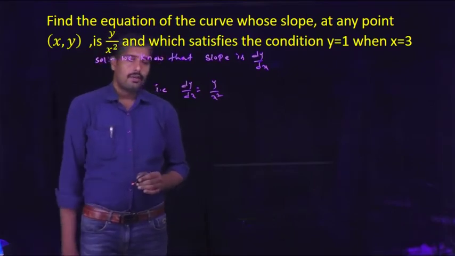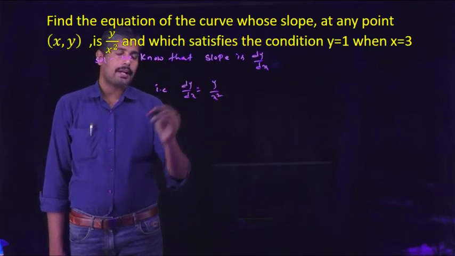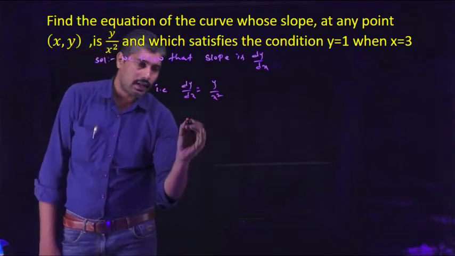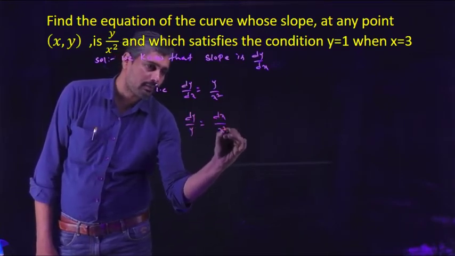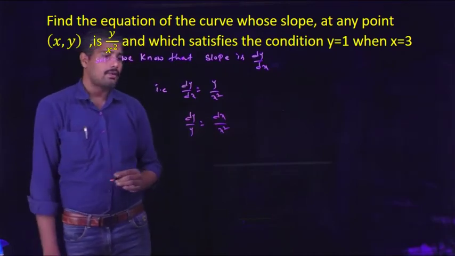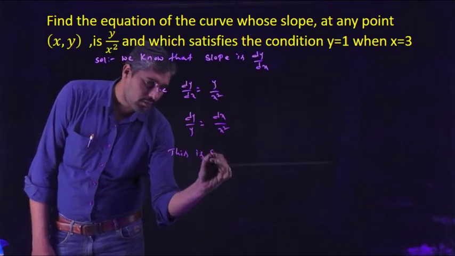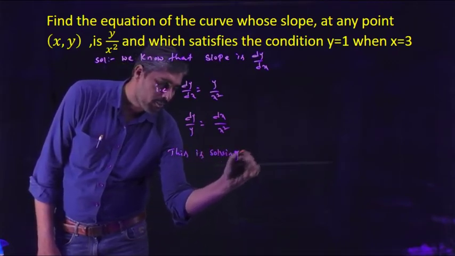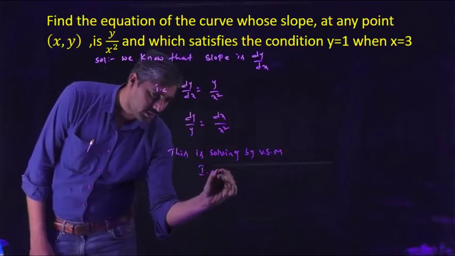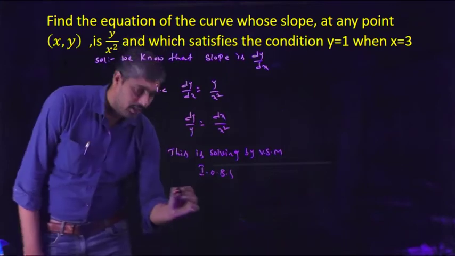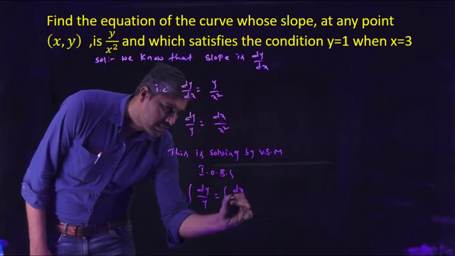And find out the equation of the curve, that is important. Then separating y terms and x terms, that is dy by y equal to dx by x square. Clearly, this is a variable separable method. This is solving by variable separable method, integrating on both sides. Integral dy by y equal to integral dx by x square.